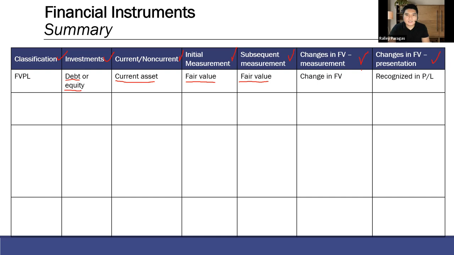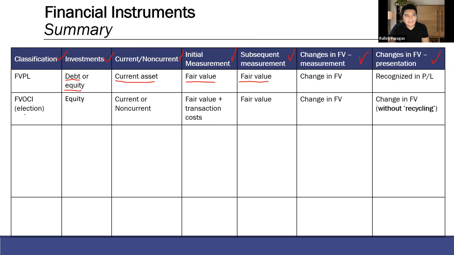Straightforward lang yung FVPL. How about FVOCI? By irrevocable election, sabi natin kanina. So for FVOCI na irrevocable election, let's focus on that kasi equity siya, okay? So only equity investments can be irrevocably elected to be classified as FVOCI.